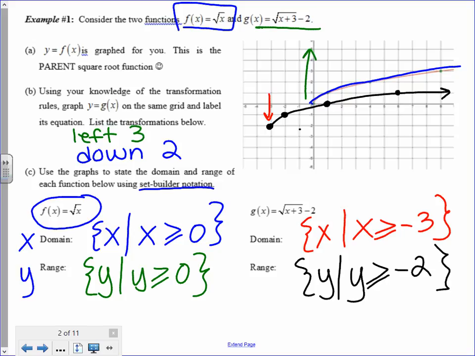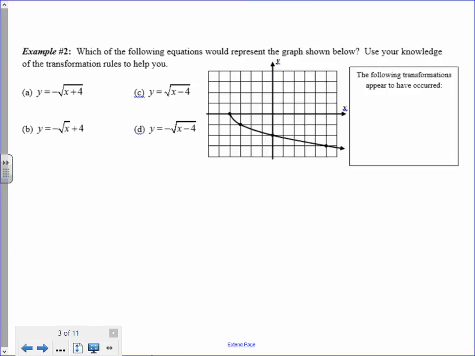So looking at a graph is generally easier to find the domain and range than not having a graph. We're going to review how to find domain without a graph in a few minutes. Okay? Now, let's look at the bottom, because the bottom is a multiple choice question. We're given a graph, and we need to figure out which one of these equations represents that square root function. So to make this easier, we gave you a spot where we're going to list the transformations that we think have happened so that we can then go over here and identify the correct choice.